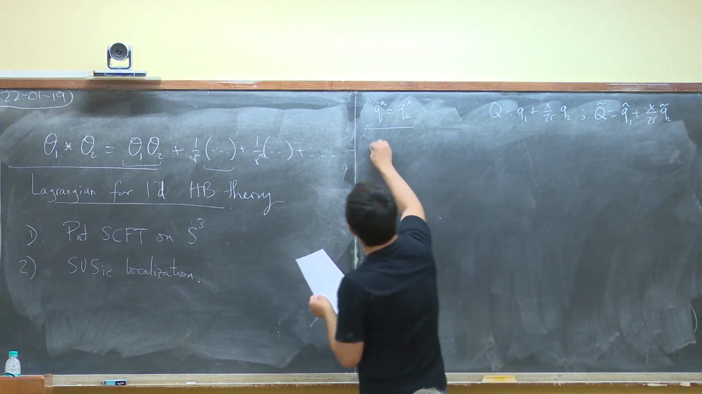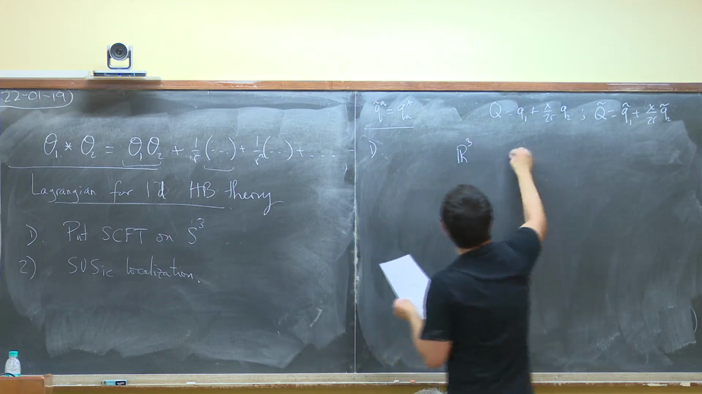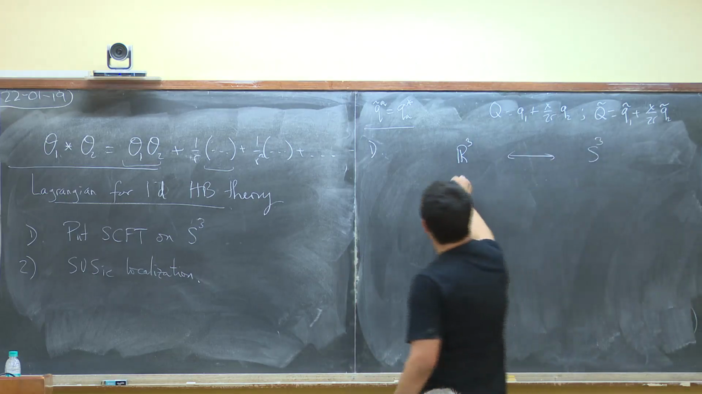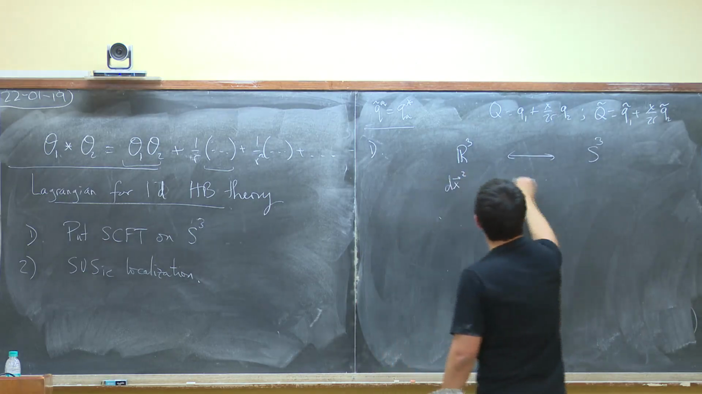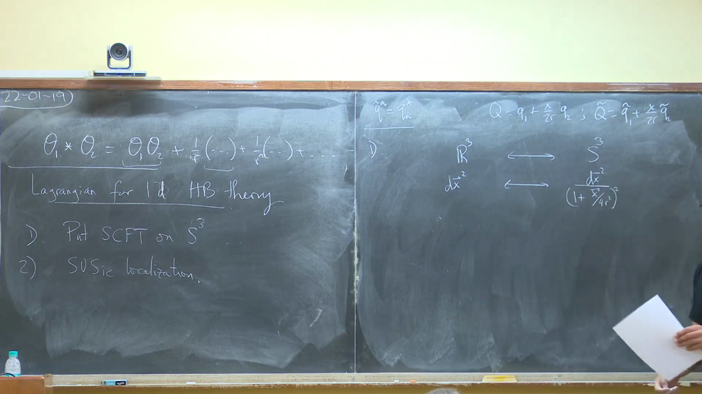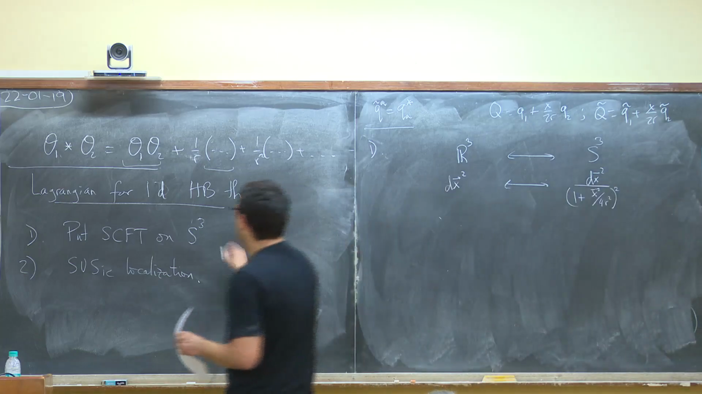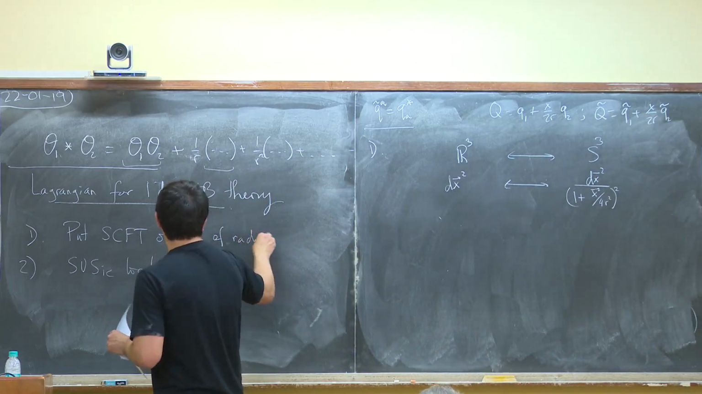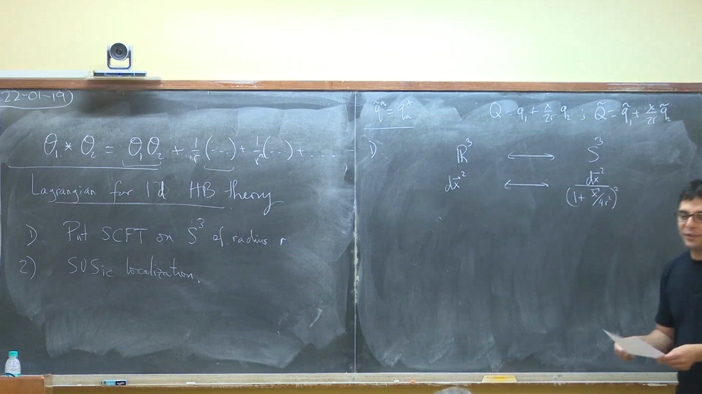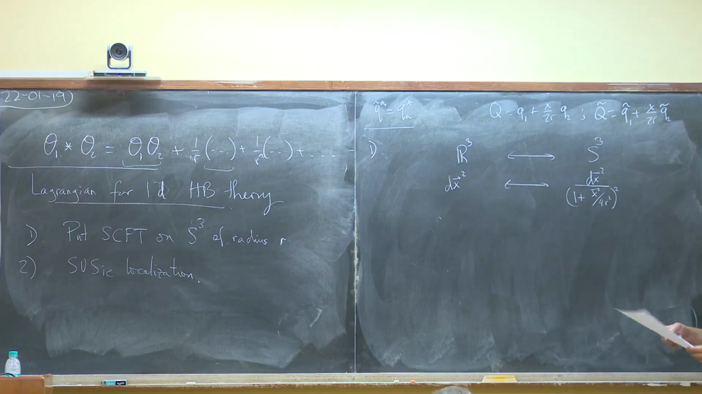For the first step, R3 is conformally equivalent to S3. On R3, we have a flat metric, dx squared. On S3, this gets multiplied by a conformal factor, which is (1 + x squared over 4r squared) quantity squared. When I put the theory on S3, I have to have a radius for S3, and I'll take the radius of S3 to be the same as the parameter r that I had before. That's the reason why I called it r, with hindsight.